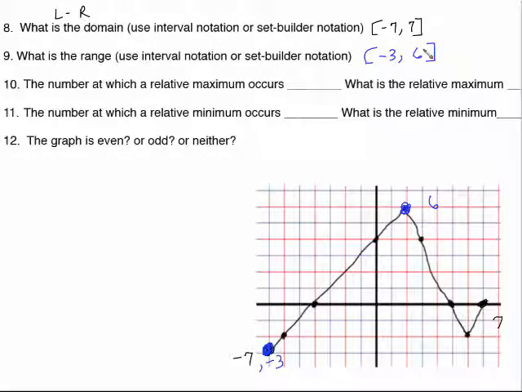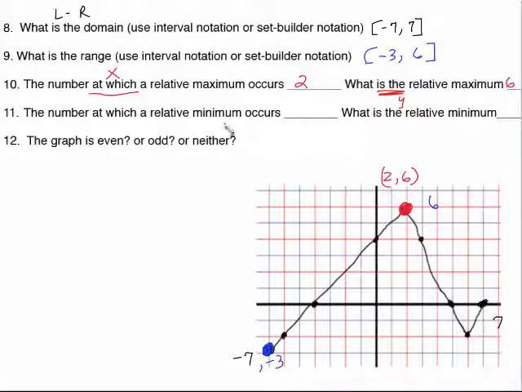Relative max and min. Obviously, you can tell a maximum occurs right here. And the x value right there is 2. The y value right there is 6. But you have to answer this question correctly. At which refers to the x value. What is refers to the y value. So once you have identified your ordered pair, it occurs at 2, and the relative maximum is 6.